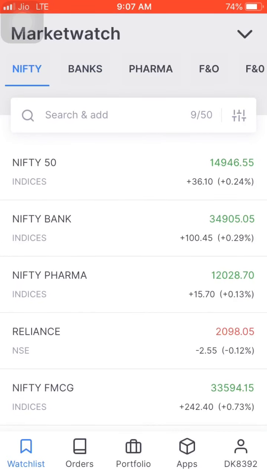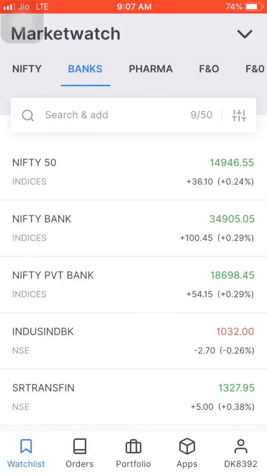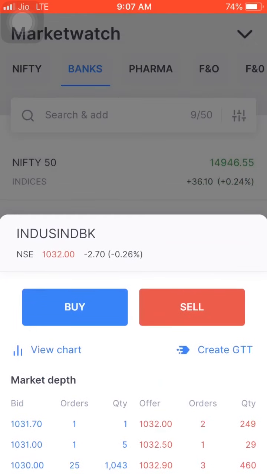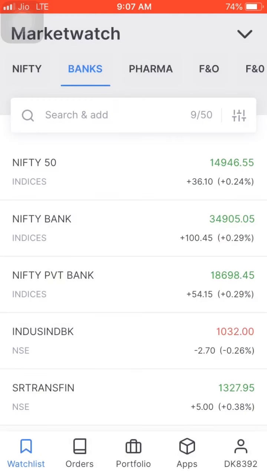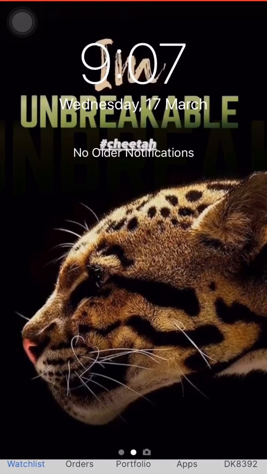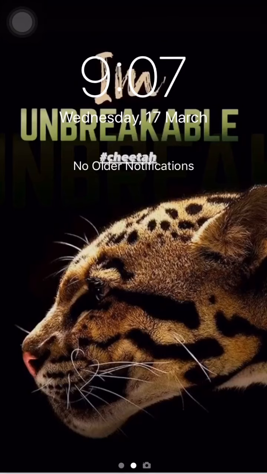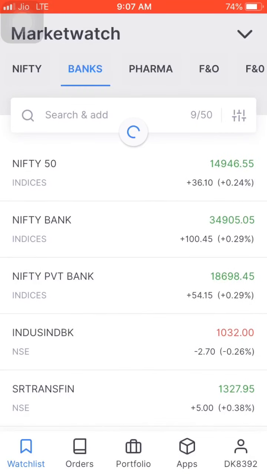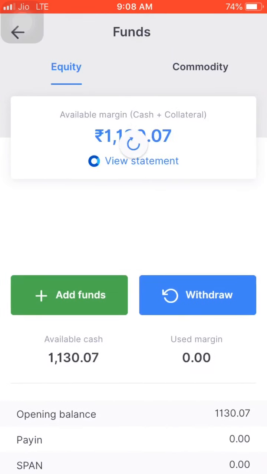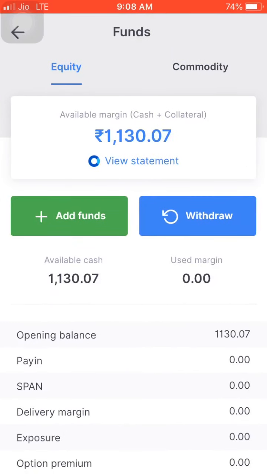So today it's 17th March, Wednesday, and the market is about to open. The time is around 9:07. What I'm going to show you is how to trade with 1,000 rupees, and let's check our funds. As you can see here, it's 1,130 rupees, and I'm going to trade with this money.